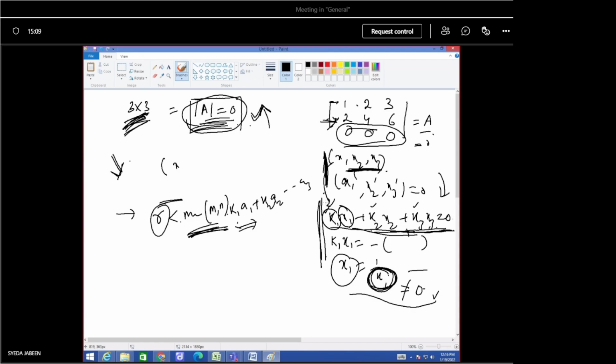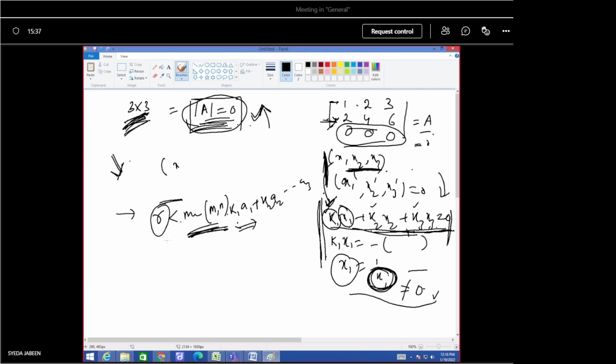If you can find some scalars, these are called scalars because each is a real number, only one number. So when there is a setup where you can get scalars of which at least one value is not equal to 0, that means you have to solve the system of equations to get the values of these unknowns, k1, k2 and k3. If you get a solution where at least one of these values is not equal to 0, then we can say that the vectors are linearly dependent.